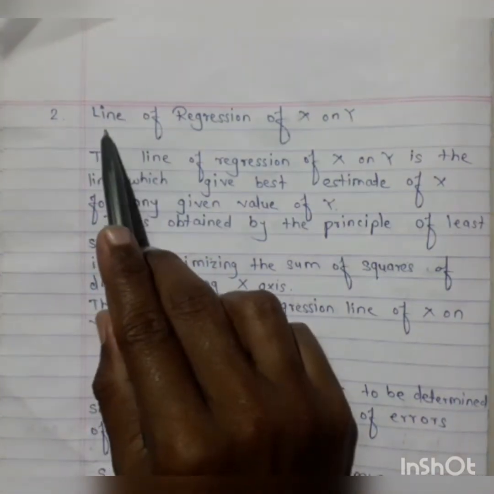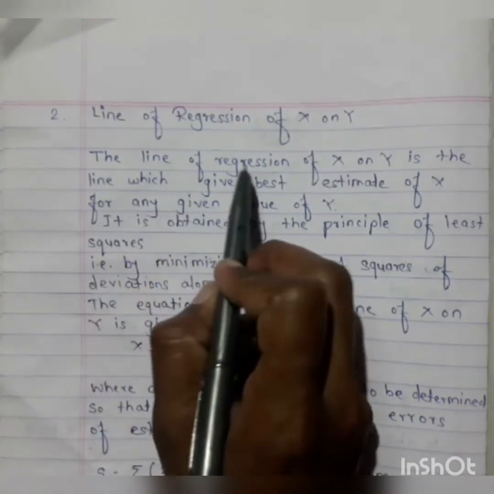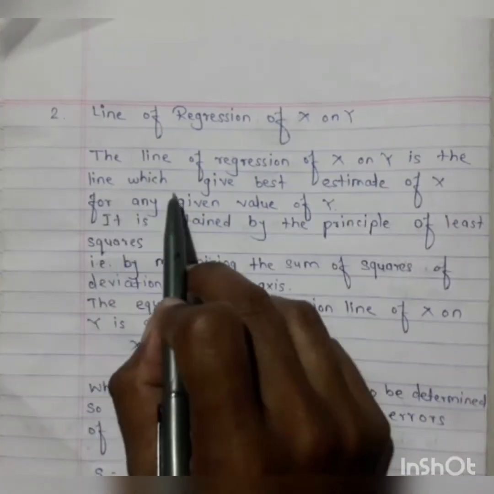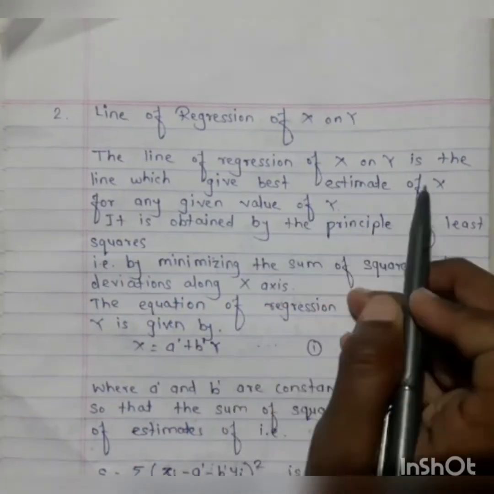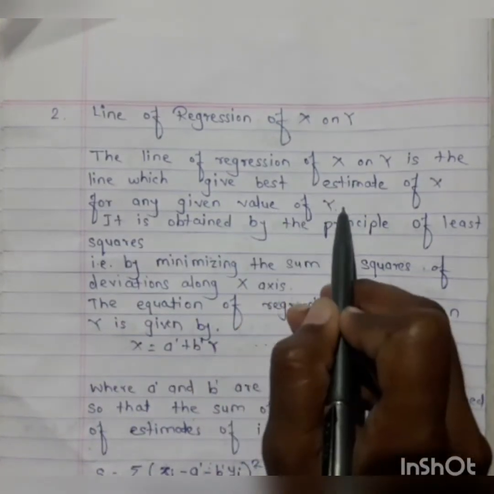Hello student, in the last lecture we discussed the derivation of the line of regression of Y on X, and in today's lecture we discuss the line of regression of X on Y. The line of regression of capital X on capital Y is the line which gives the best estimate of capital X for any given value of capital Y.